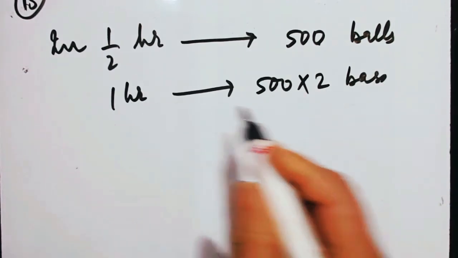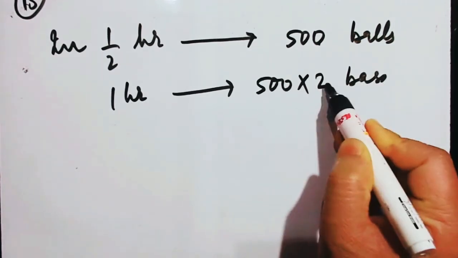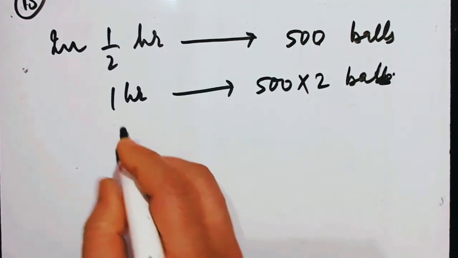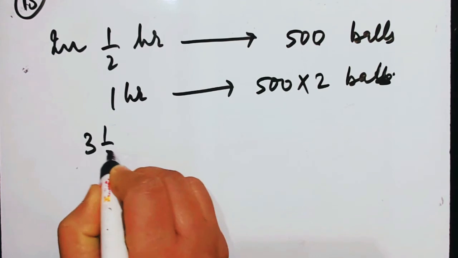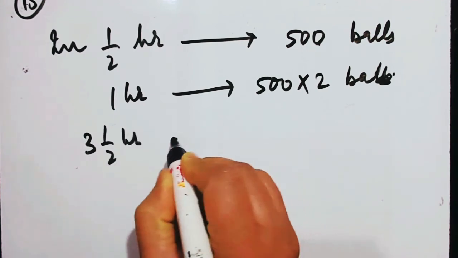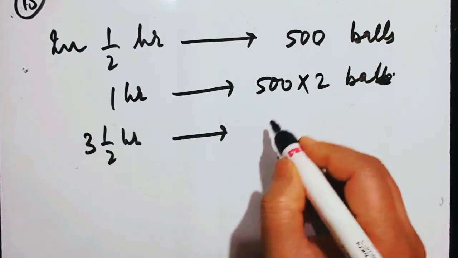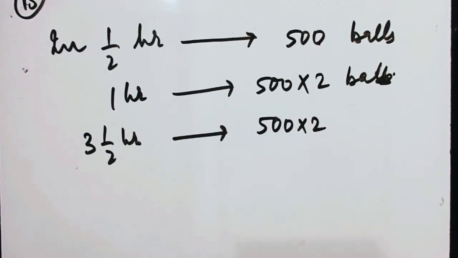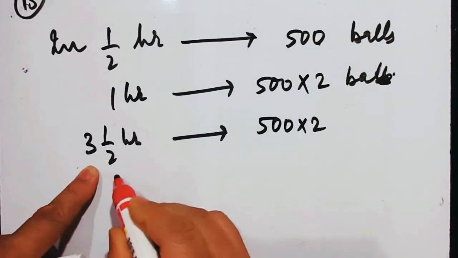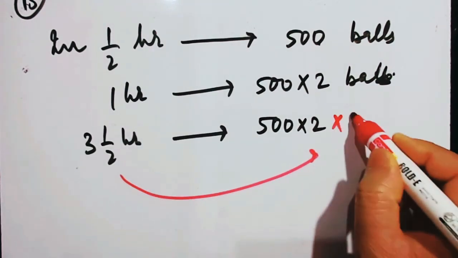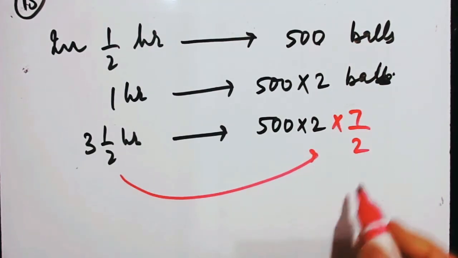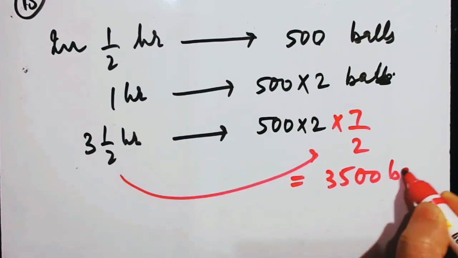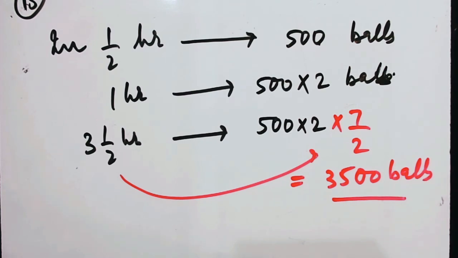Now, our solution starts from here. In 1 hour, if he makes 500 into 2, that is 1000 balls, then in 3.5 hours, will he make more balls or fewer balls? Of course, he will make more balls. 3.5 means 7 by 2. On cancellation, you will get 3500 balls.